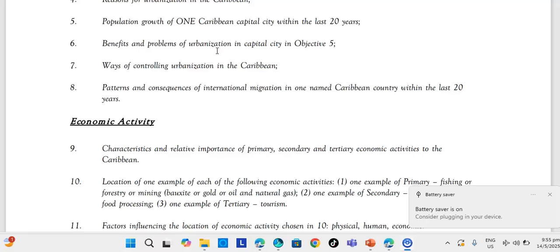Another benefit is improved infrastructure. When you go to the urban area, you're going to see better roads because the businesses are located in the urban area. Economic activities such as tourism are in the urban area. So you're definitely going to find better roads, public transportation, and communications that are more developed.